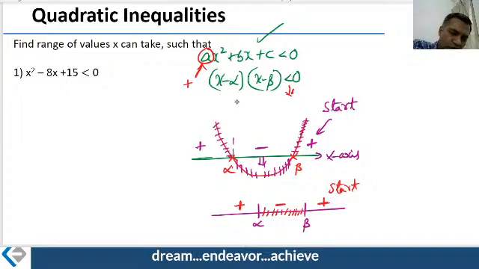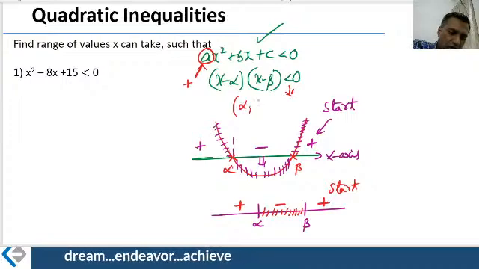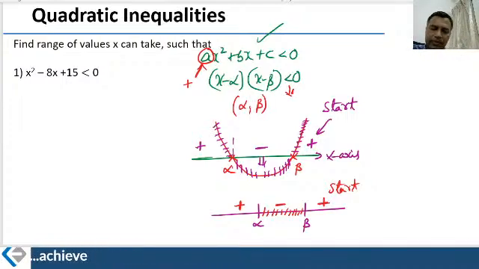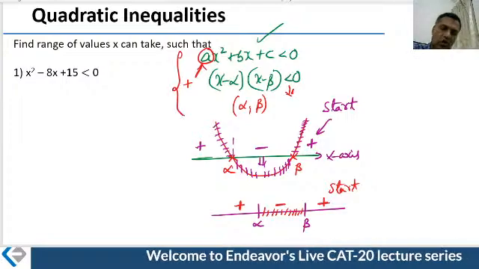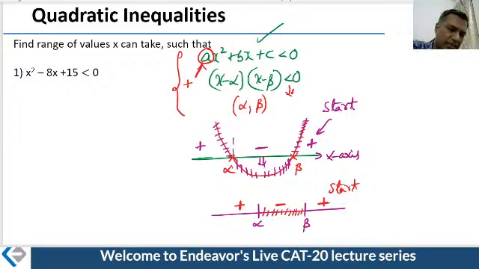Therefore, what is the solution set for this, my friends? X can take all the values between alpha and beta. Simple, period. That's all you learn. In the sense, you remember only this. Sometimes you will not even draw the number line. You will say, okay, hey, it's here.